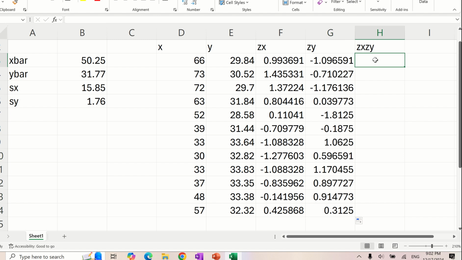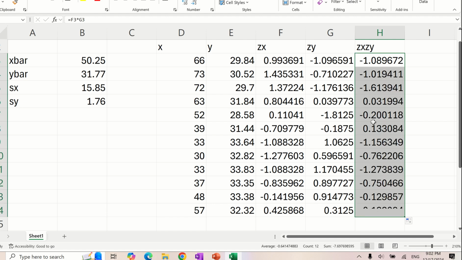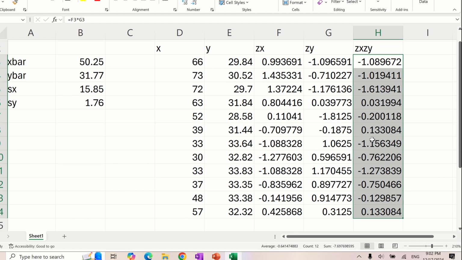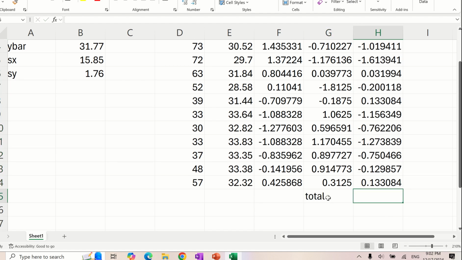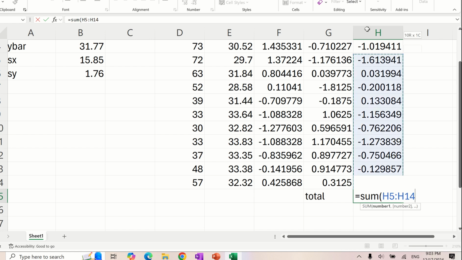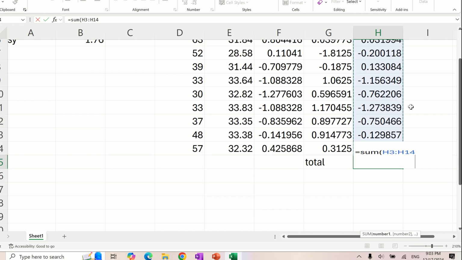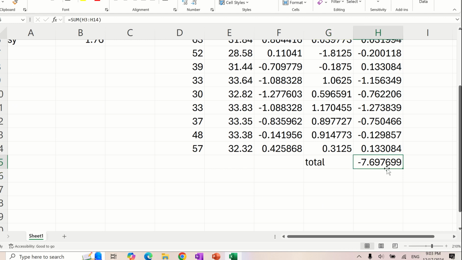Okay, and then now you got to multiply these two together. So for the last column, equals this times this. Multiply them. All right, and then you just copy and paste that so that we don't have to do it a gajillion times. The computer can do it for us. And then you take this column and we add it. So we want to do the total. So we want to add this together, and you get this. All right.